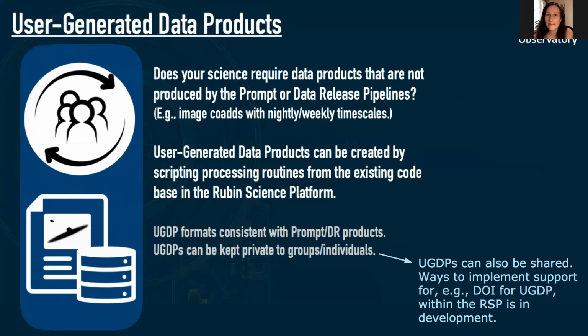The Rubin Observatory Data Management System will provide the algorithms and tools necessary to create such user-generated data products in the Rubin Science Platform. This will enable users to make their own images and catalogs in formats that are consistent with and thus can easily be joined or co-analyzed with the LSST data products. Users will be able to either share or keep private their user-generated data products in the Rubin Science Platform, and the implementation of mechanisms for properly referencing shared user-generated data products, such as digital object identifiers or DOIs, in the RSP are currently under development.